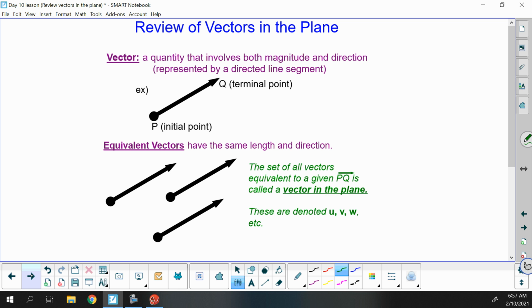So today we're going to review vectors, which you should have seen at some point last year. You probably also work with vectors in physics if you're taking physics. So vector is a quantity, it involves two things. It involves a magnitude, so how much, and a direction. We represent it with a directed line segment, so there's some initial point and some terminal point where the arrowhead is. And equivalent vectors are considered those that are the same length and also going the same direction. So in other words, at the same angle.